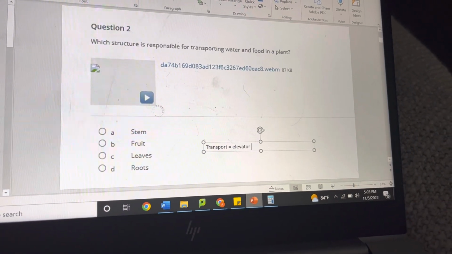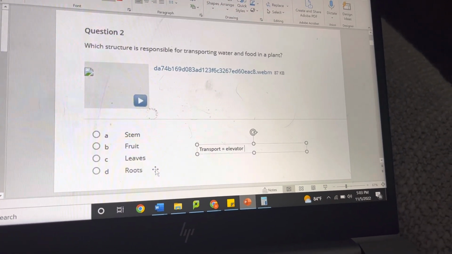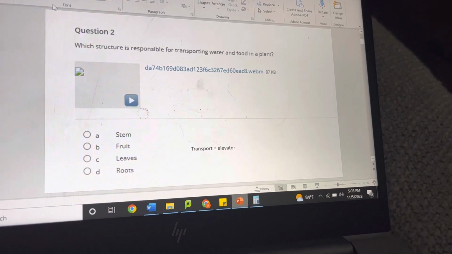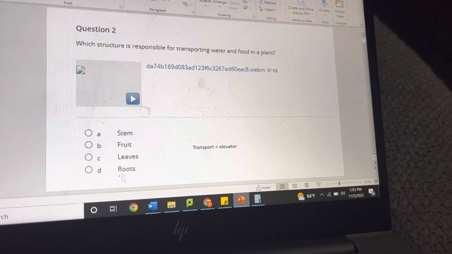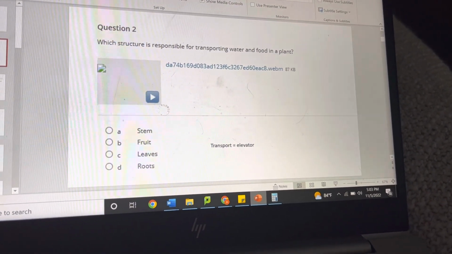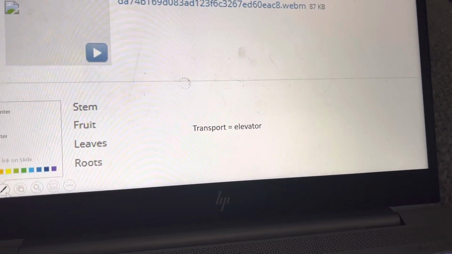It should just be... Is it going to let me use the highlighter tool? Oh, come on. Okay, let me do this. Current side. I'm going to have to do this.